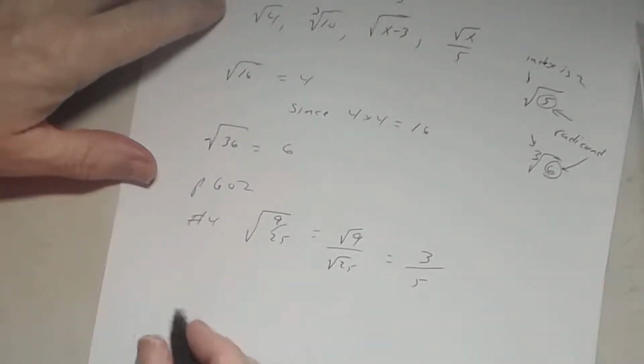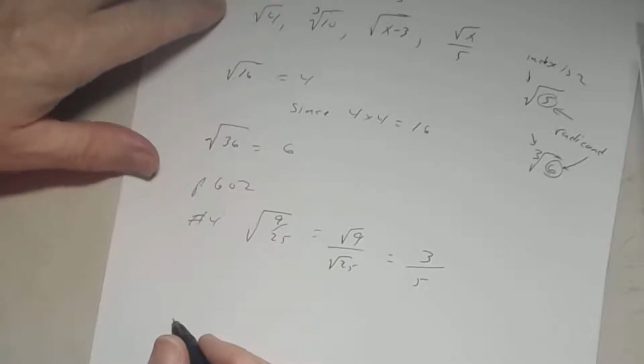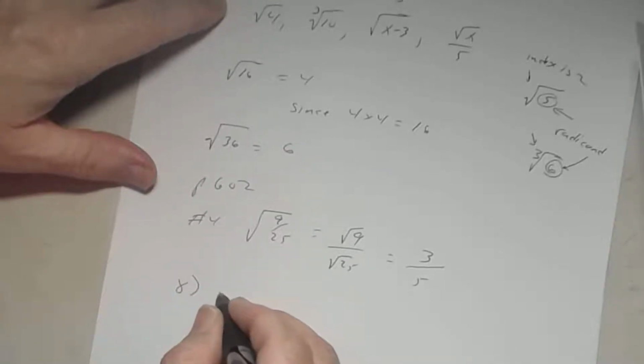Okay, so let's look at number 8. You have negative square root of 9. What's the answer? Negative 3. Negative 3.